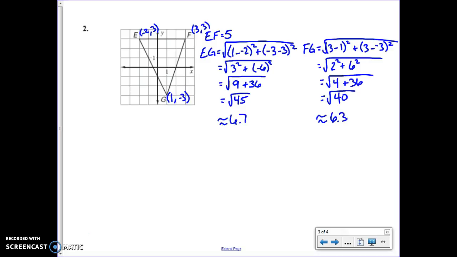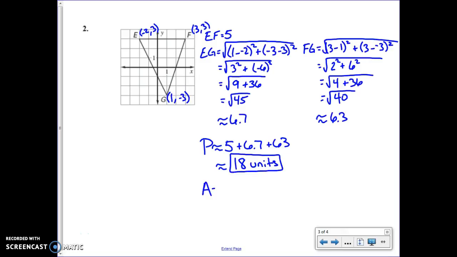Okay, so for perimeter, I have 5 plus 6.7 plus 6.3. So I get approximately 18 units.